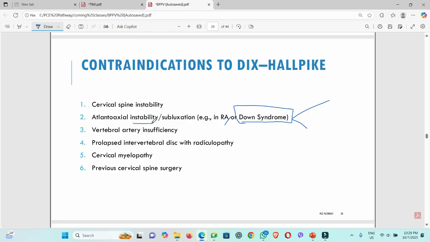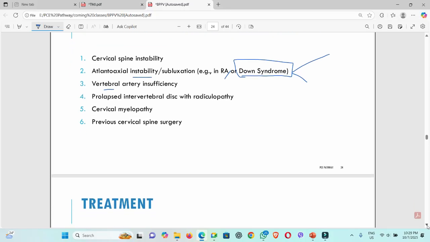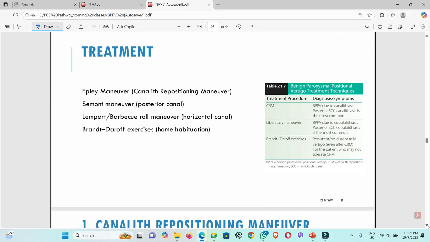Then after, I don't know, few months, 15 months or something, we do an X-ray of the patient to confirm if the patient really has AA instability or subluxation. Until that, we treat all Down syndrome patients as if they have instability. Okay, we don't do Dix-Hallpike if the patient has vertebral artery insufficiency, a prolapsed intervertebral disc with radiculopathy, cervical myelopathy, or previous cervical spine surgery. In these conditions, Dix-Hallpike is contraindicated.